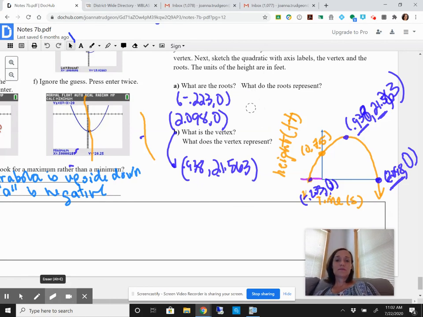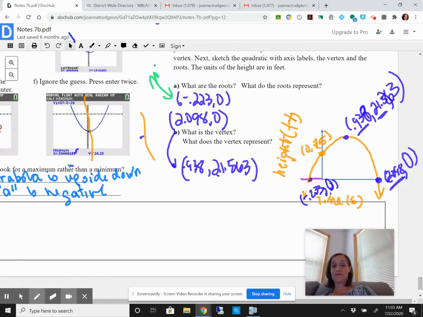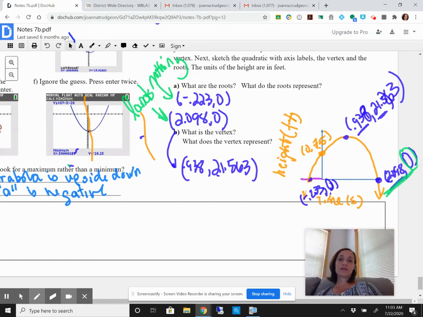Again, what do the roots represent? Well, it depends on which root you're talking about. This root means nothing. It happened before the problem even started. And then this one is where the ball lands on the ground. It reaches the ground. The height is 0, right, when the seconds are this. So the ball's only up in the air for a little over 2 seconds.